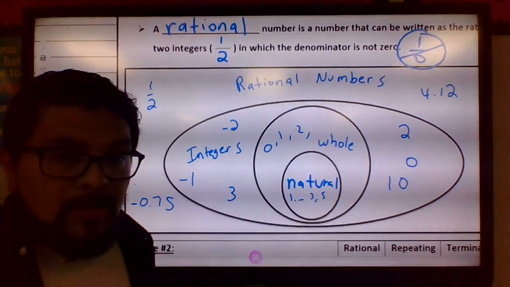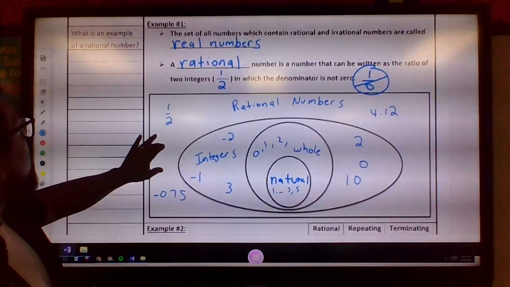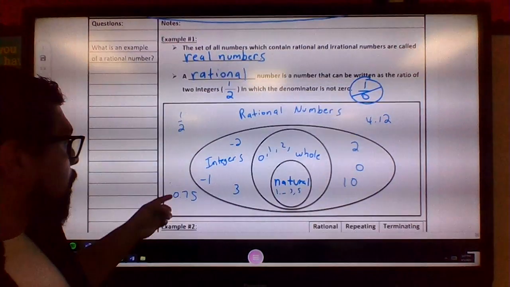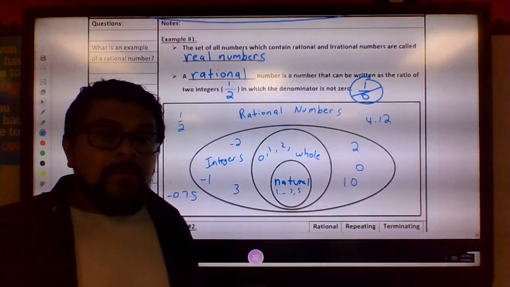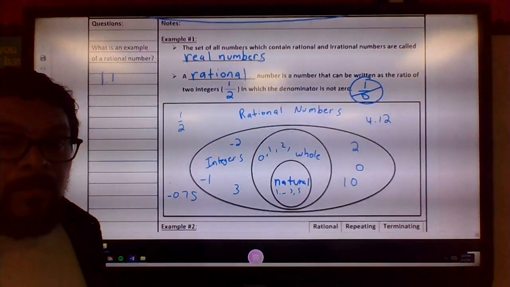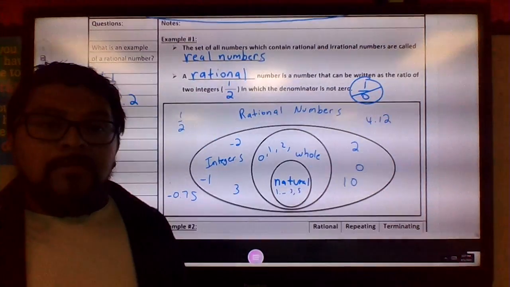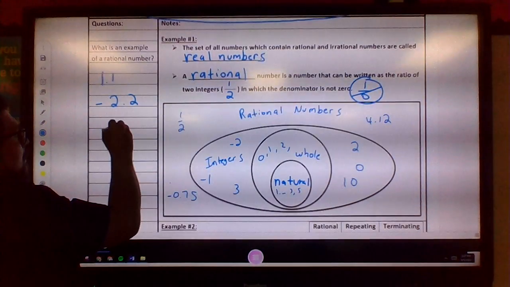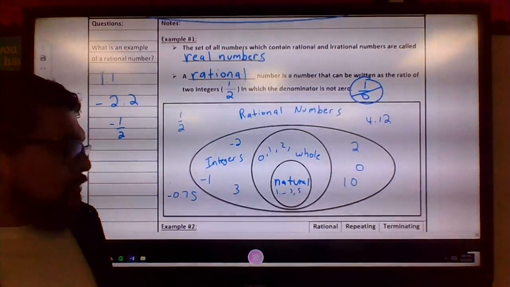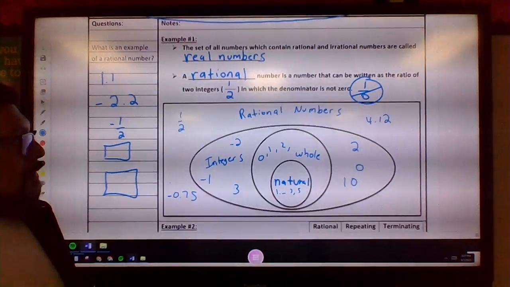What I want you to do now, on the side over here, is give me an example of a rational number. I gave you 1, 2, 3. Give me an example of a rational number. We can put 1.1, -2.2, a fraction, -1/2. So just put 2 more right here. Put 2 more, and just think about it.